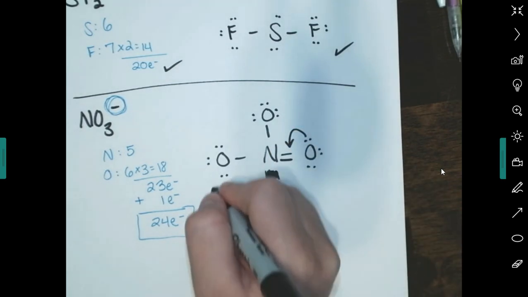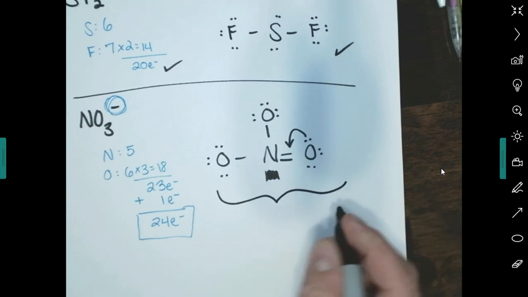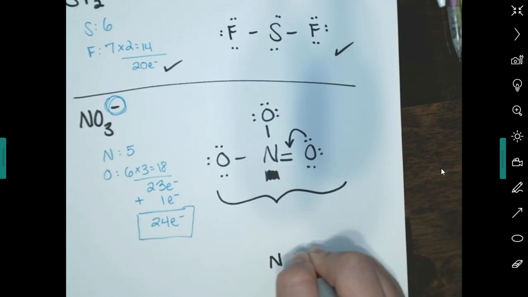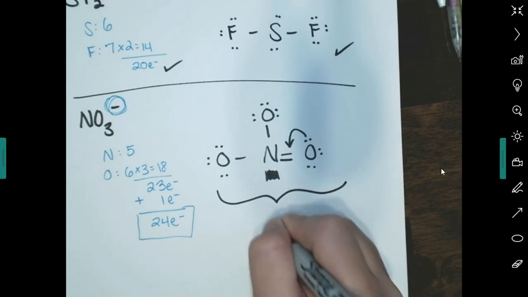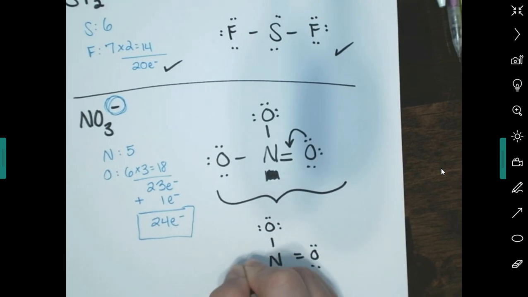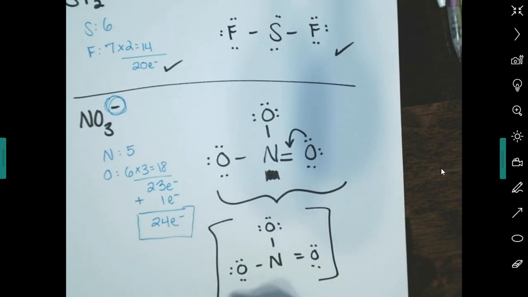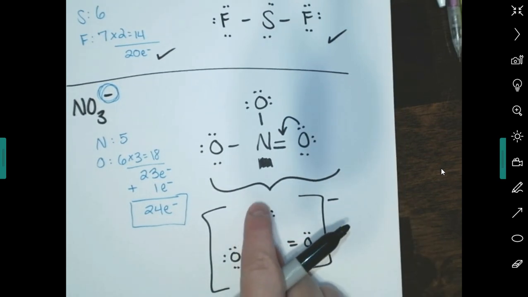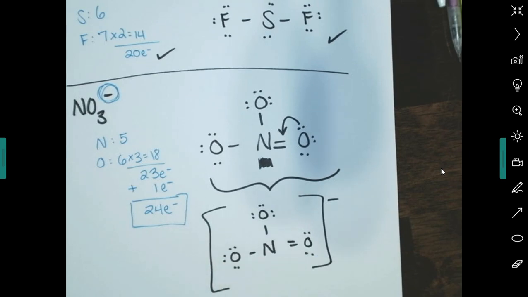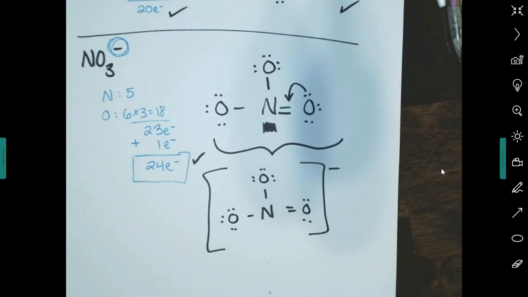It doesn't matter which oxygen has the double bond, but whichever one has the double bond needs to only have 2 lone pairs around it after that. Then, because it's a polyatomic ion, we have to put brackets around it and put the charge on the outside like that. So now I have 2, 4, 6, 8, 10, 12, 14, 16, 18, 20, 22, 24 electrons. I've used my 24 electrons, and it looks like everything has an octet. So that's how I know I'm good.